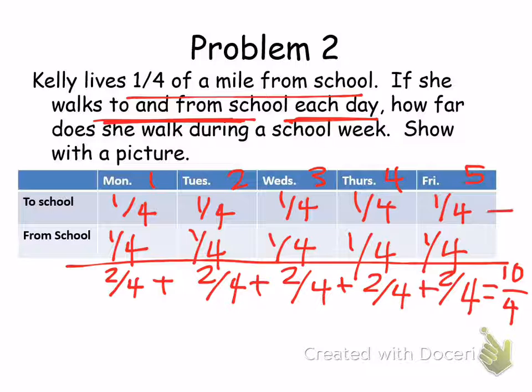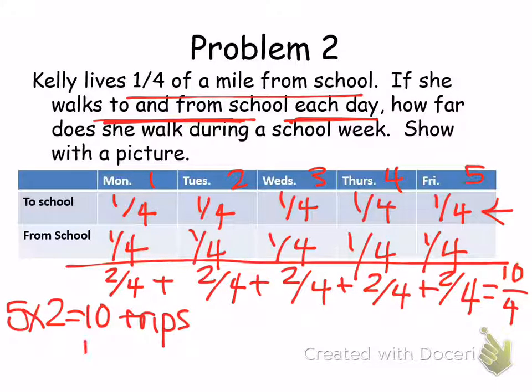Another way is to use my unit fraction I have here. I need to figure out how many trips she walks total in a week. So one trip is to school and another trip is from school. So each day she has 2 trips, to school and from school. If there are 5 days in a school week, I would know that she's doing 5 times 2 trips each day. In 1 week, she does 10 trips. Each one of those trips is a quarter of a mile or 1/4 mile.